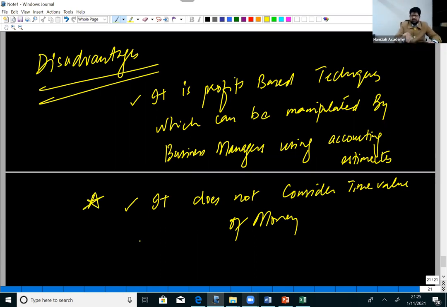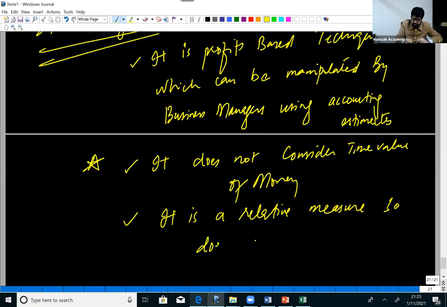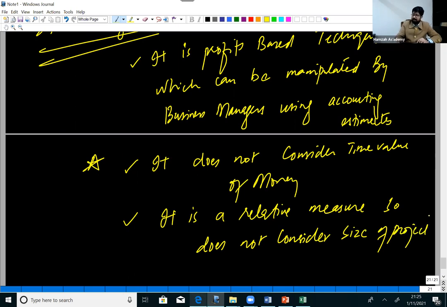The next is, it is a relative measure. Percentage, answer in percentage. It is a relative measure, so it does not consider size of project. Note it down, I will explain. Now, relative means, I told you relative and absolute today. Relative means in percentage.